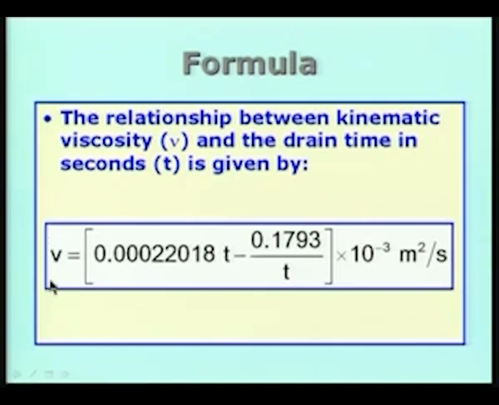So, the kinematic viscosity nu, this is not V, it is nu. Kinematic viscosity nu is given as a function of the time T for drainage of 60 milliliters of the liquid through the viscometer. So, nu equals 0.302218 T minus 0.1793 divided by T, multiplied by 10 to the power of minus 3 meter squared per second. This is the unit. So, the kinematic viscosity is a function of the time for drainage.